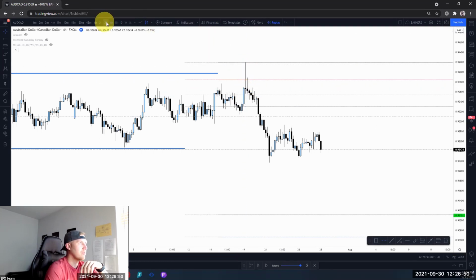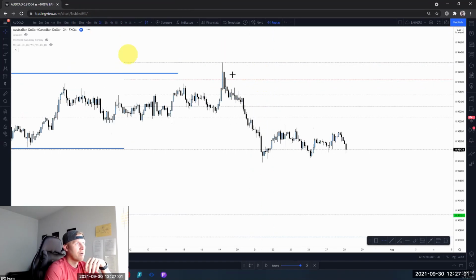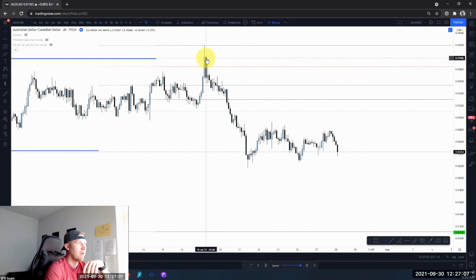Let's go down to 3-hour. I know a lot of you don't use the 3-hour. I barely do too. I don't know why I even have it on here. But still nothing here. A lot of wick. 2-hour. 2-hour looks better, right? We can see strong up candle, followed by strong down candle, bearish engulfing candle with a lot less wick.